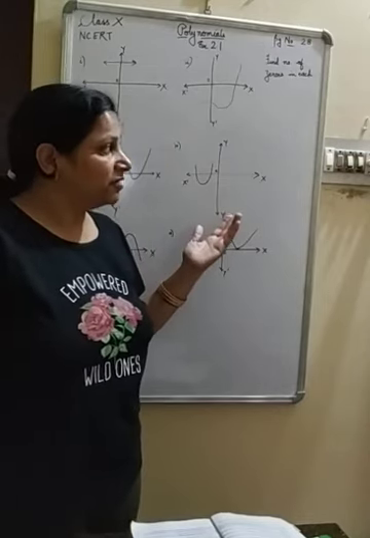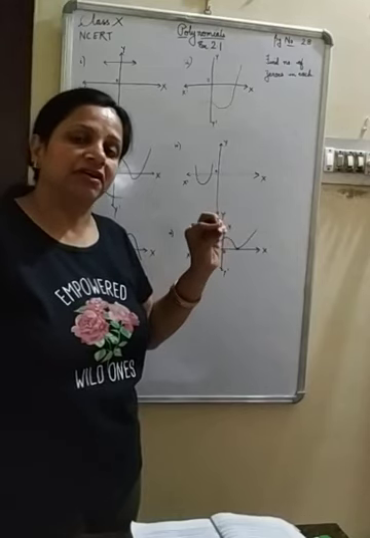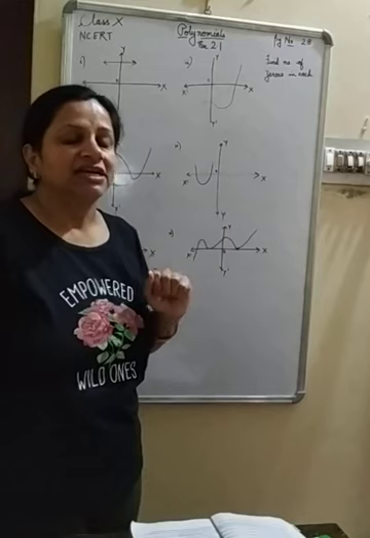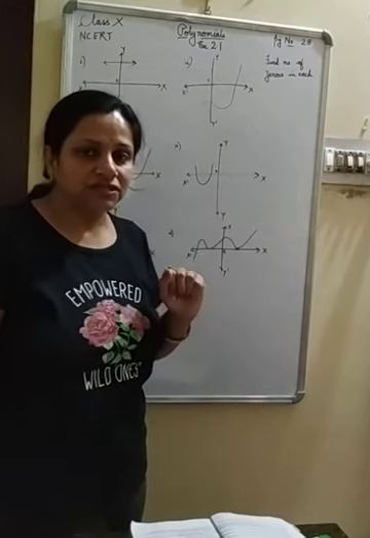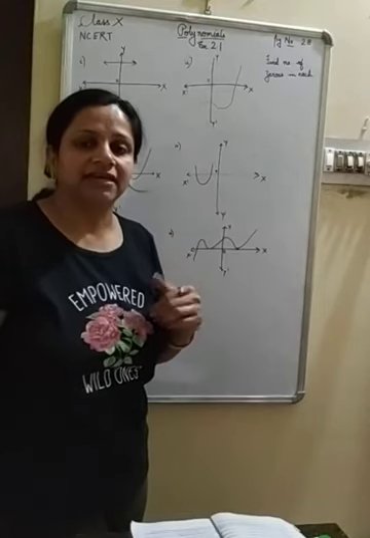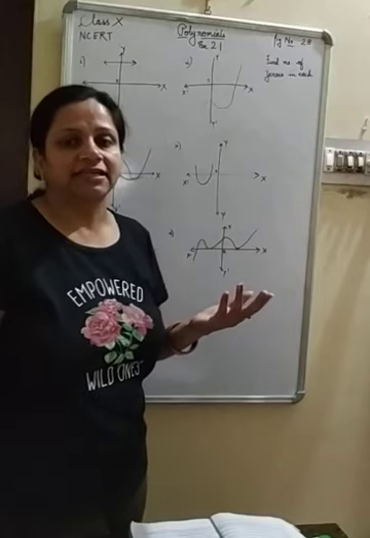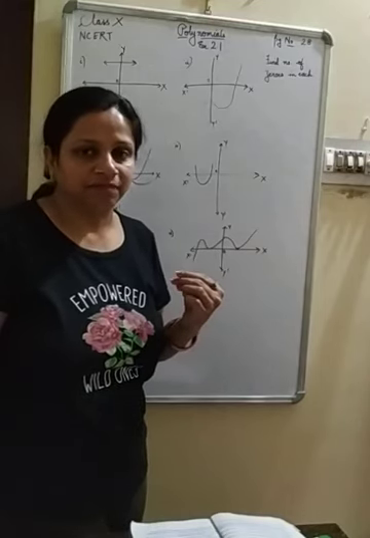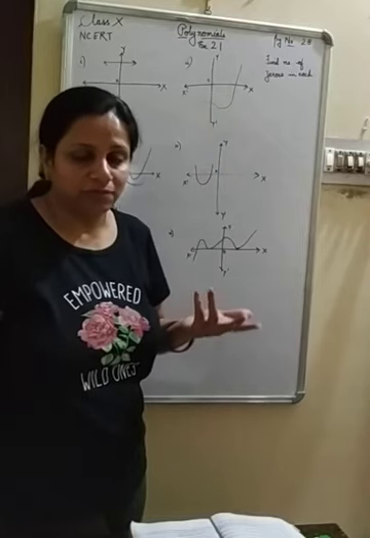Now we have done in the previous topic that the number of zeros is different for different types of polynomials. For example, if we have a linear polynomial, then it can have just one zero. If we have a quadratic polynomial, it can have at most two zeros. And if we have a cubic polynomial, then it can have at most three zeros. Now this is about the polynomials that we have.